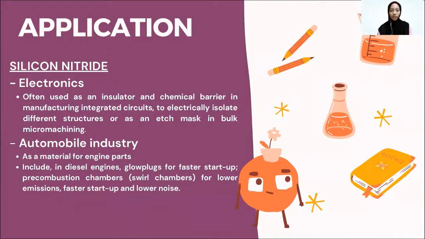Application of silicon nitride. In electronics, silicon nitride is often used as an insulator and chemical barrier in manufacturing integrated circuits to electrically isolate different structures, or as an etch mask in bulk micromachining. In the automobile industry, it is used as a material for engine parts. Those include diesel engines, glow plugs for faster startup, and pre-combustion chambers for lower emission, faster startup, and lower noise.